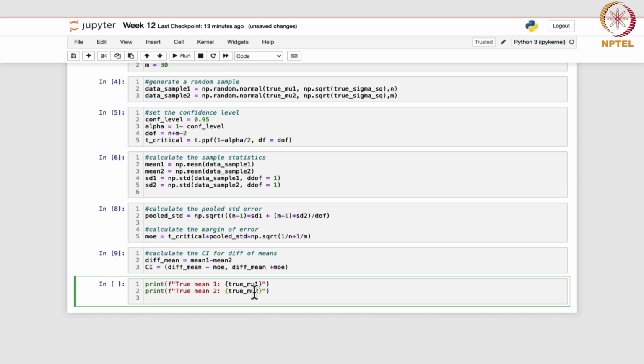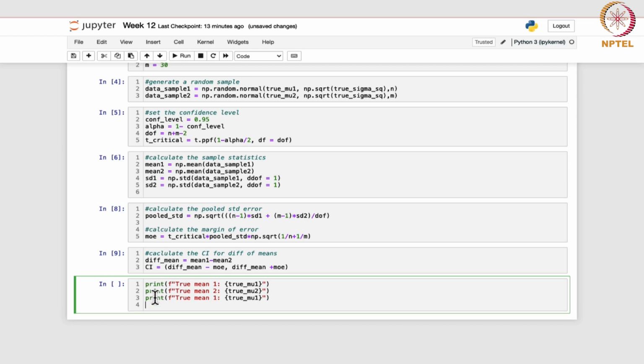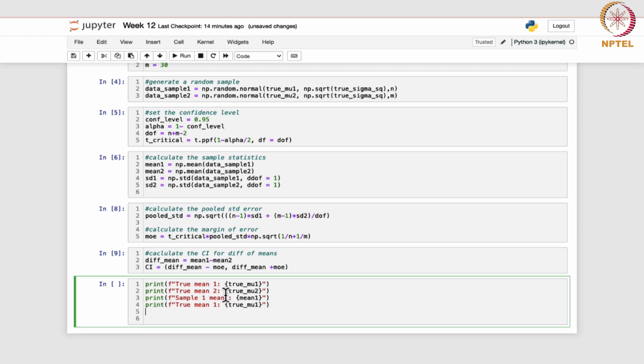True mu 2 would be there, and if you want to see the sample mean for the first one that we have calculated, we can write sample 1 mean. So sample 1 mean we calculated as mean 1, and if I write the sample mean of the second one also, that would be sample 2 mean. So here it would be mean 2.